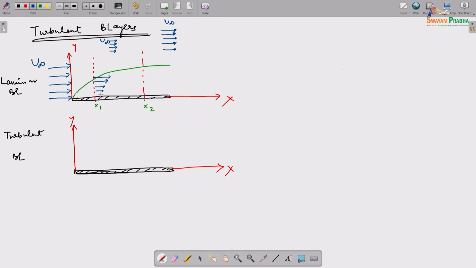Okay, this, and finally this. It's almost like that, something like that. Similarly you have that here. So at x1 and x2 you have these boundary layer profiles, where right here it is actually u infinity.